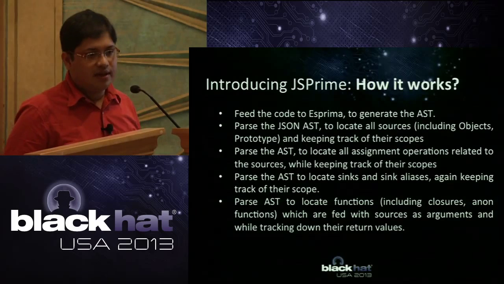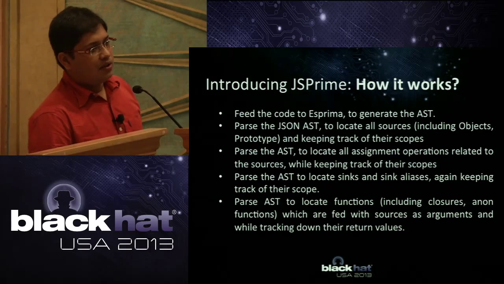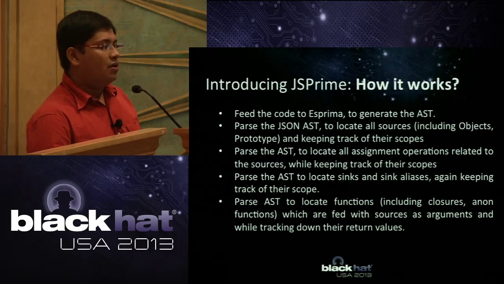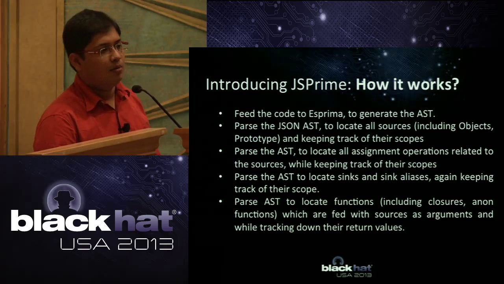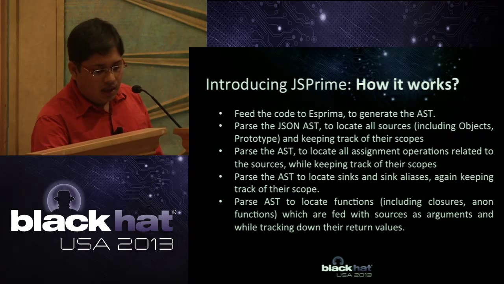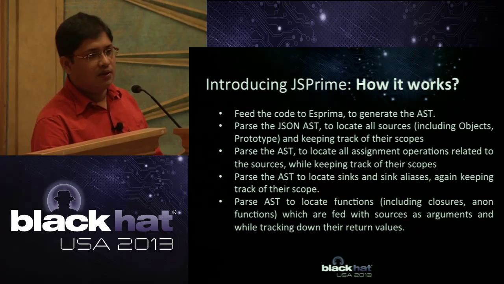Okay, so that was JSPrime. Now what do we do with it? Once we take the JavaScript snippet or the code block, we feed it to JSPrime and we generate the AST, the JSON object that I just showed you. We then parse the JSON AST to locate all sources.